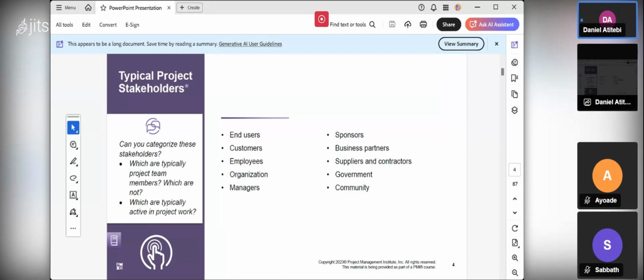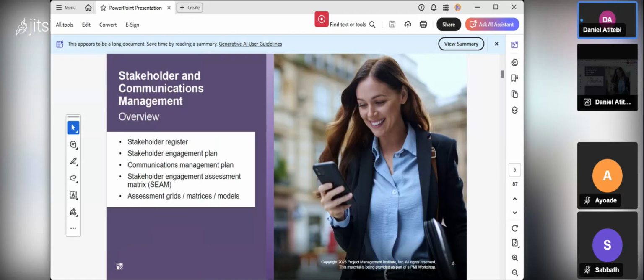For example, an end user of the solution you are creating in your project is a stakeholder. A customer who consumes your product is a stakeholder. An employee is a stakeholder. The organization itself is a stakeholder. The whole enterprise, stakeholder. Managers who support your project, stakeholder. The sponsor, business partner, supplier and contractor, your vendors. The government who make regulations, the regulatory body, the community in which you are carrying out your project, they are all stakeholders. They have a stake in the project because the project will affect them, so they want to know what is going on in your project.